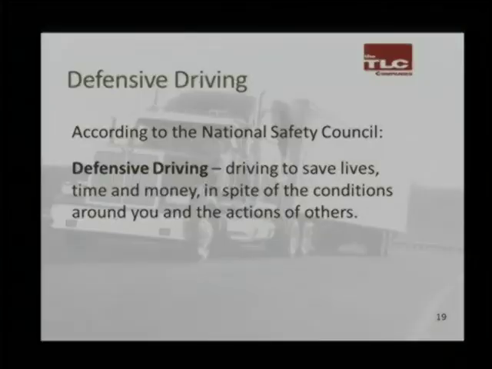Two words: defensive driving. The National Safety Council defines defensive driving as driving to save lives, time, and money in spite of the conditions around you and the actions of others. Defensive driving is a style of driving that advocates paying attention to everything around you and being able to identify potential hazards before you are put into a dangerous situation. Driving defensively will reduce your likelihood of being involved in a motor vehicle accident.